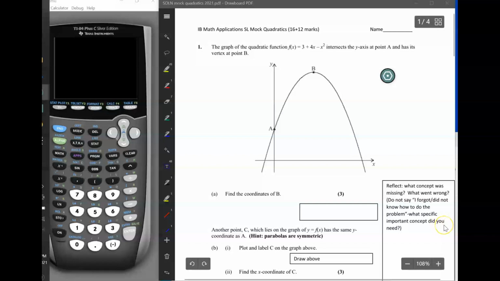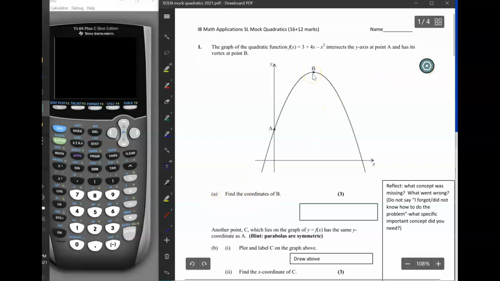This is a solution for the mock exam for quadratics. Number 1, the graph of the quadratic function f of x equals 3 plus 4x minus x squared intersects the y-axis at point A, right there, and has its vertex at point B, right there. Part A, find the coordinates of B. So they want to find the coordinates of the vertex.